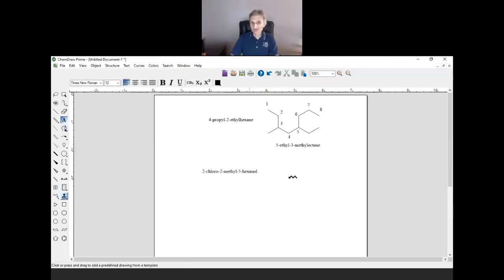hexanol. Again, 6 carbons. And it's going to be 5-hexanol. That means on carbon 5, so this is carbon 5, you place an OH group, so 5-hex. Then on carbon 2, you have 2 substituents. One substituent is methyl, the other substituent is chlorine, chloro. So you can leave methyl. You can put CH3 for emphasis.